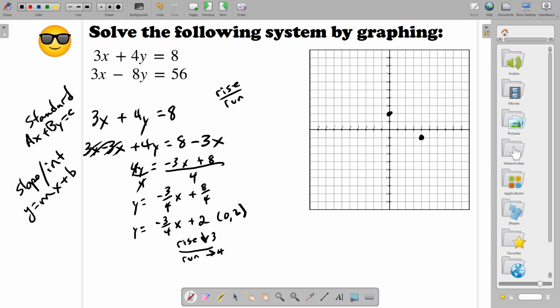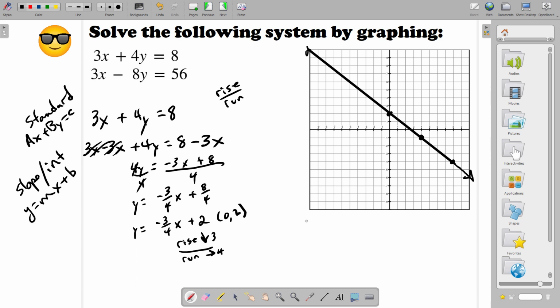We could continue. We could go down 1, 2, 3, forward 1, 2, 3, 4. We can do that as often as we want, but this gives us a line that goes through like that. Of course, this extends some more this way.